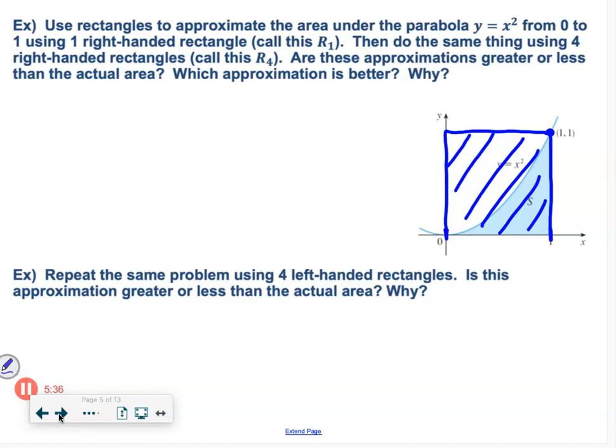Your book has a shorthand. The College Board, this is not standard shorthand, this is just your book, but you do need to get to know it because they use it in your homework. So when you're using one right-handed rectangle, they call it R sub 1.